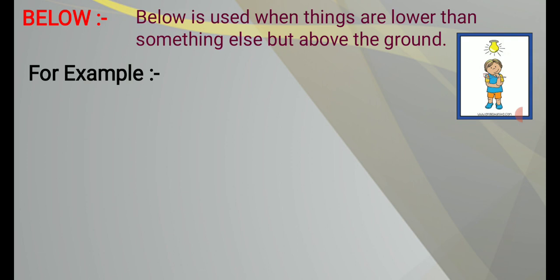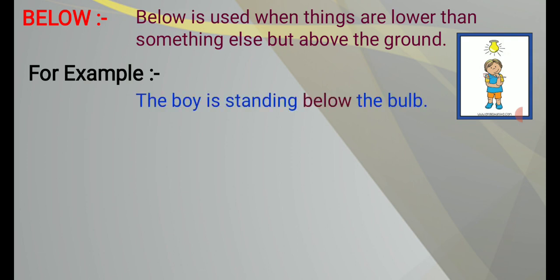Now look at the picture. What is there in the picture? The boy is standing under the light bulb, right? So the boy is higher than the ground. So at that time we can say that the boy is standing below the bulb or light. Understand how to use below?